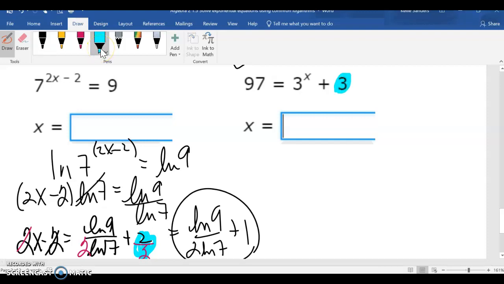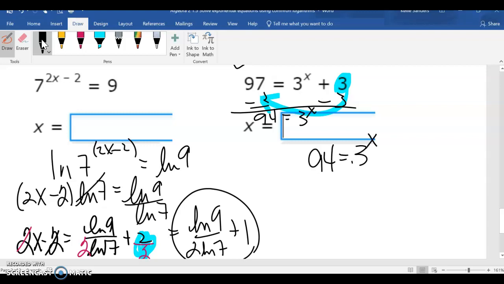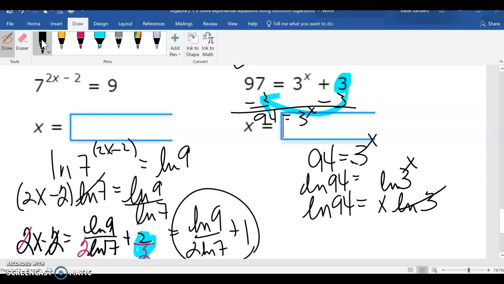This 3 does not have an x with it, so it's got to go over first. How's it going to go over? We're going to subtract it. We get 94 equals 3 to the x. Let me rewrite that. 94 equals 3 to the x. We're going to natural log both sides. We're going to bring the x down. We're going to divide by natural log 3.